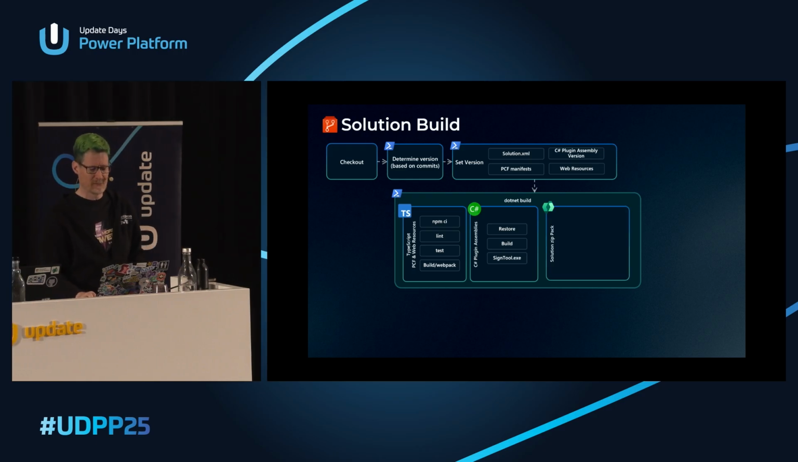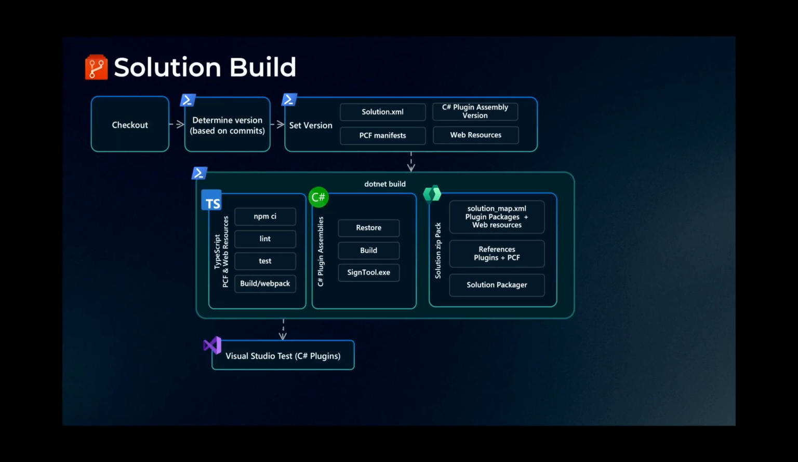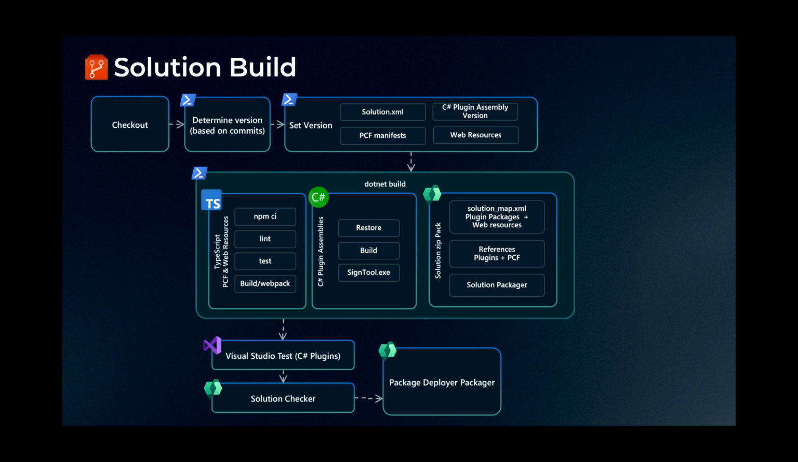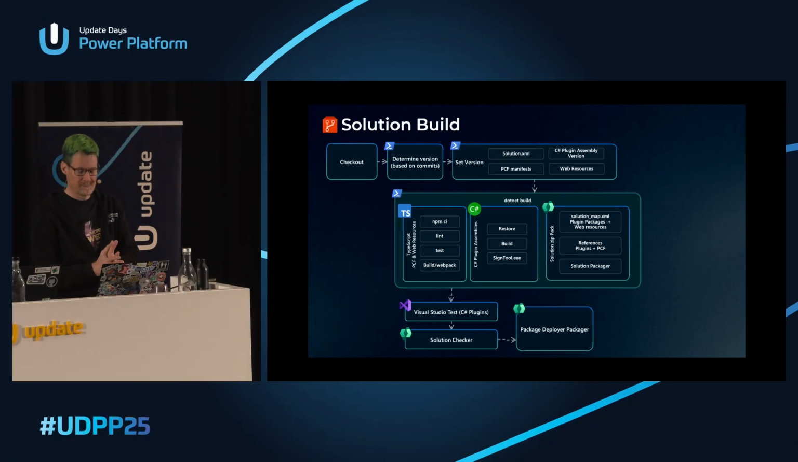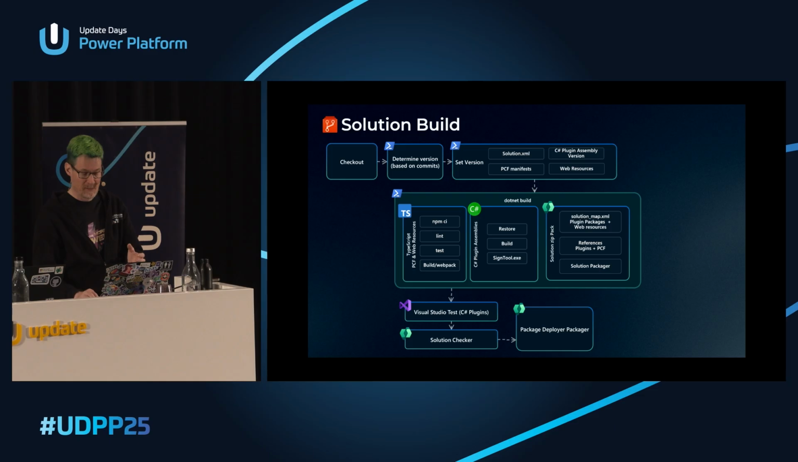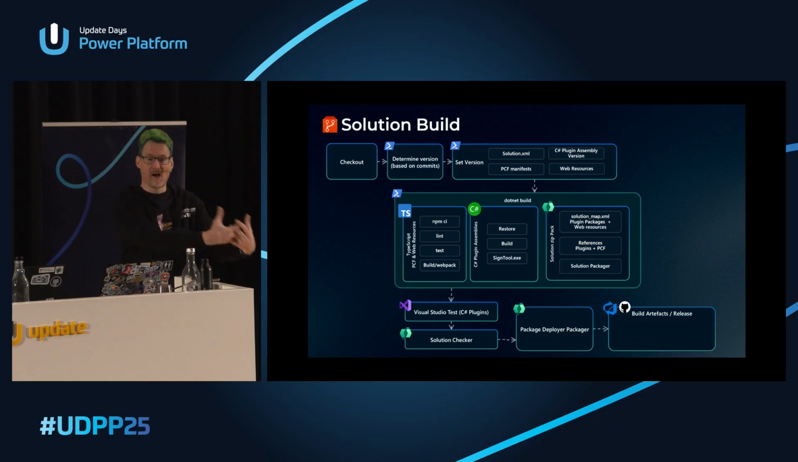C#, it will do your .NET build for C# as well, and then it will pack those things into a zip, which you can then run tests on. So you can run tests on your plugins. You can also run solution checker to make sure it's consistent with all the best practices. You could even then use package deployer if you're going to deploy this into AppSource. Or configure the packaging for deploying it to the Power Platform catalog manager.